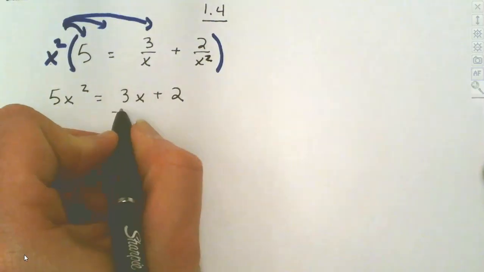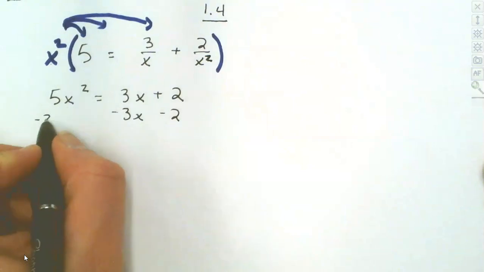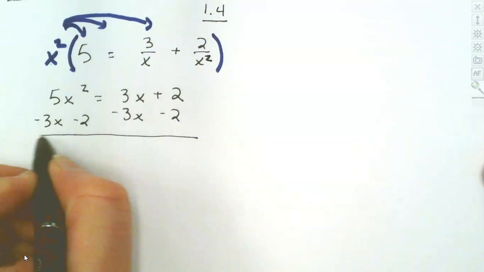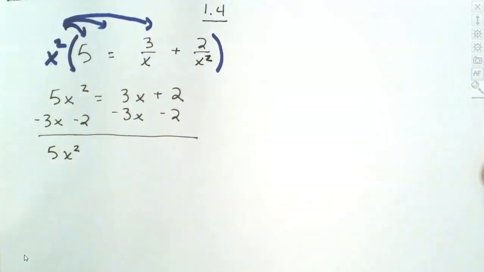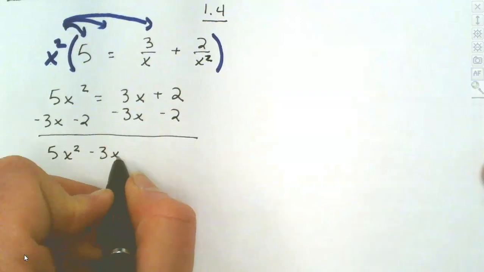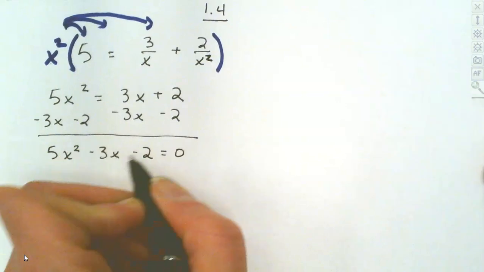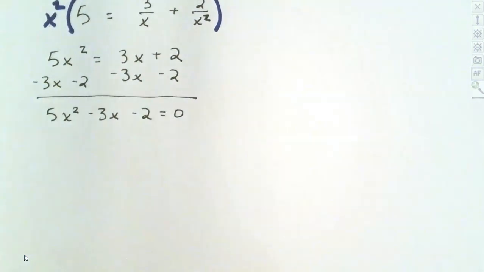So now we'll go ahead and move that 3x and that 2 over. Now we're left with a 5x squared minus 3x minus 2 equals 0. It's in the correct order because it's x squared, x, then the number, and it equals 0. So make sure it's in the correct order.